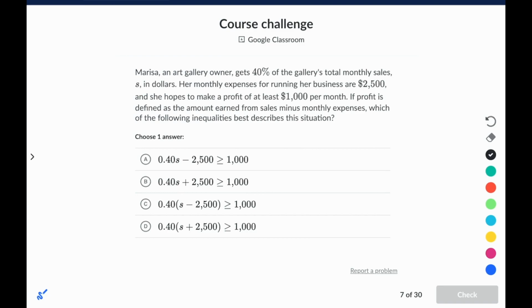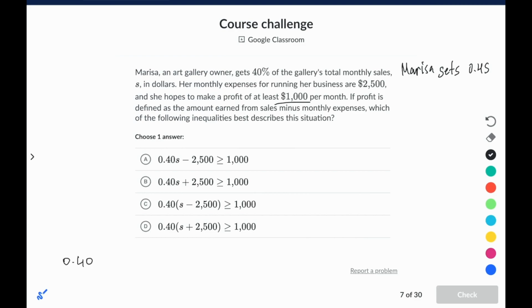Okay, Marisa, an art gallery owner, gets 40% of the gallery's total monthly sales, S in dollars. So Marisa gets 40% of S, which is 0.4S. Her monthly expenses for running her business are $2,500, and she hopes to make a profit of at least $1,000 per month. If profit is defined as the amount earned from sales minus monthly expenses, which of the following inequalities best describes the situation?